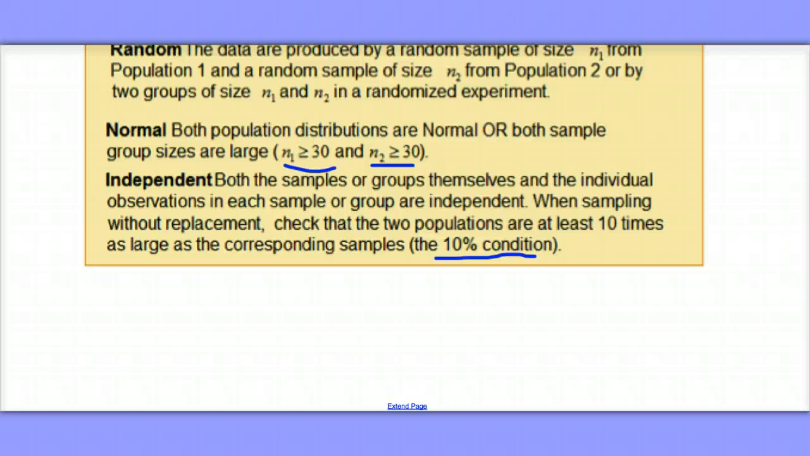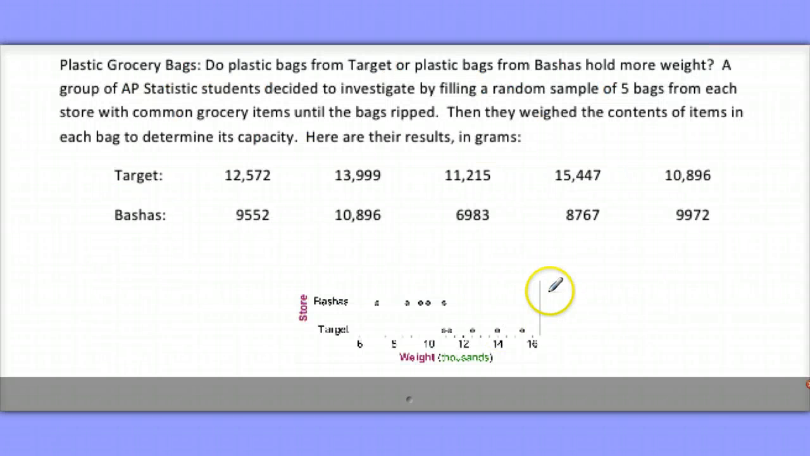So let's take a look at this example here. I apologize for the graph not showing up well here. You have a better copy of the graph on your handout. So the question here is, do plastic bags from Target or plastic bags from Bashaw's hold more weight? A group of AP Stat students decided to investigate by filling a random sample of 5 bags.